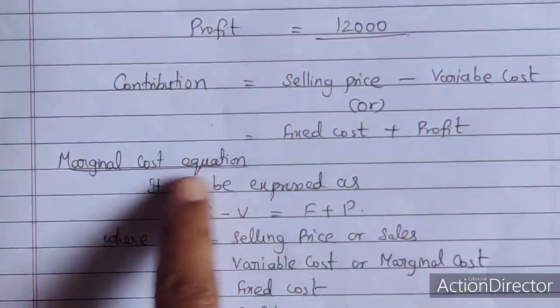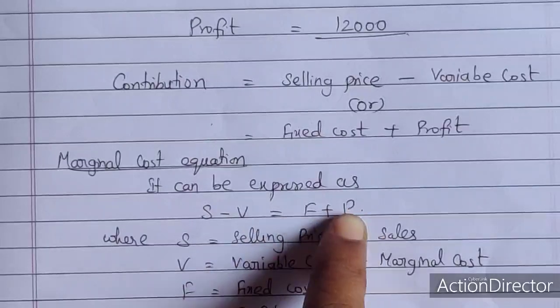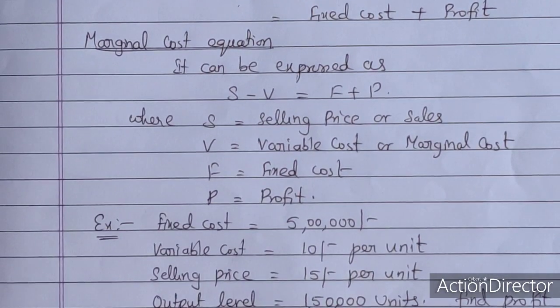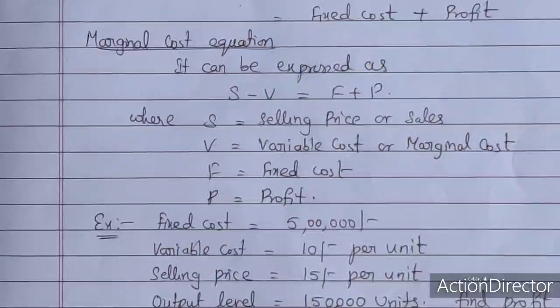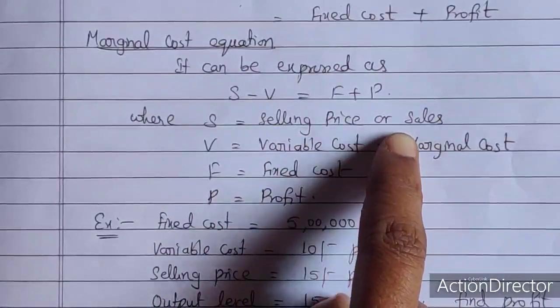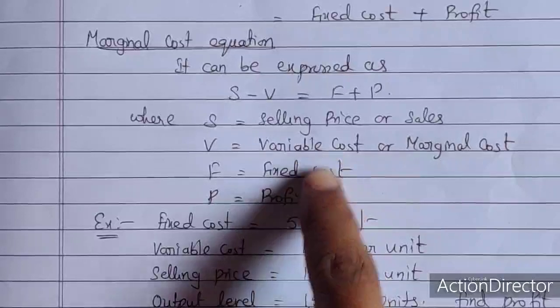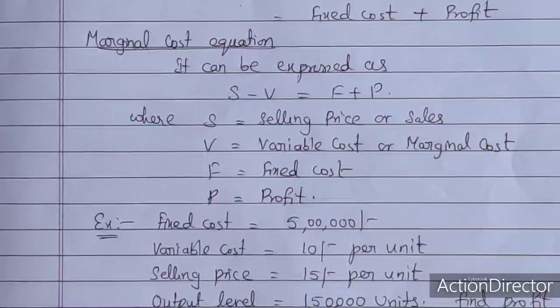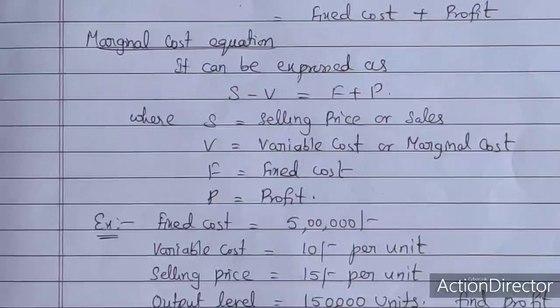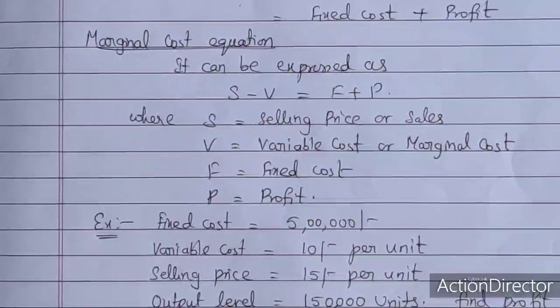This marginal cost equation can be expressed as S minus V is equal to F plus P, where S is nothing but the selling price per unit, if you are taking per unit, or for the total number of units it can be taken as sales. V means variable cost or marginal cost, F means fixed cost, P means profit. So if we know any three values in this equation, we can find out the other variable. Let us see one example.